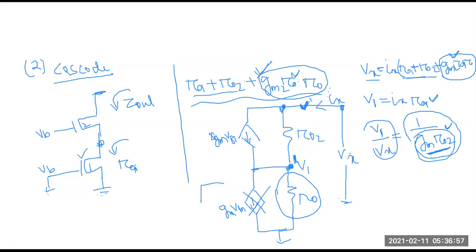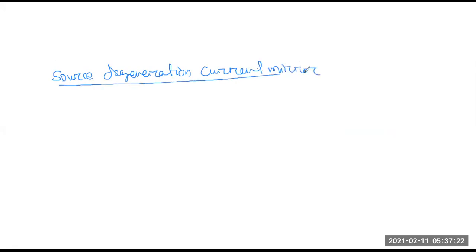Now we'll go to the current mirror. First we'll discuss the source degeneration current mirror. Now see, same simple current mirror, just two resistances are added.